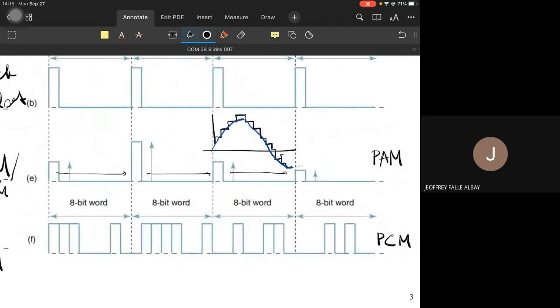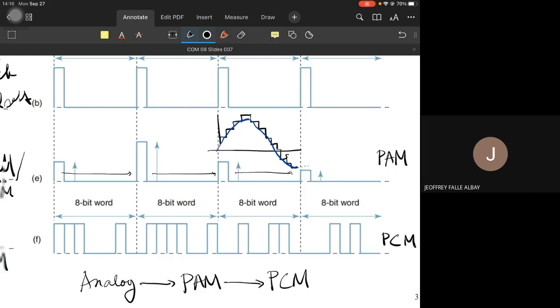PCM is actually used in tandem with PAM. Pulse amplitude modulation will be mentioned again later, because before the PCM output is processed, the original analog signal is first processed into pulse amplitude modulated signals, and then into pulse code modulation. So PAM is a partner of PCM.